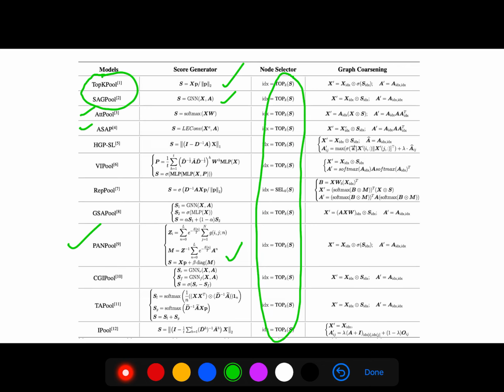And for coarsening, your adjacency matrix is now this, because you have the top K index of that. So now instead of n by n, you have coarsened your graph, so it becomes IDX times IDX. The index ranges differently.